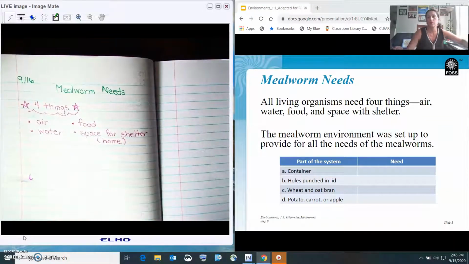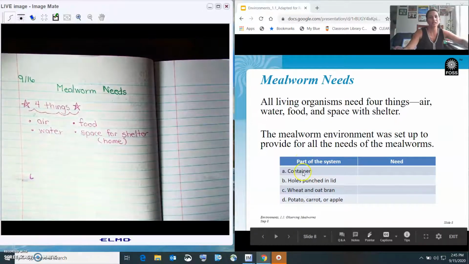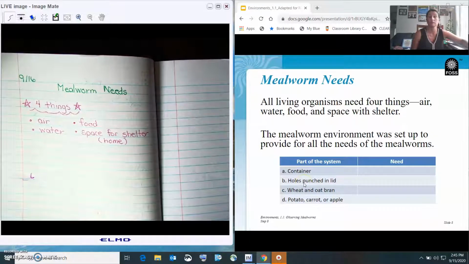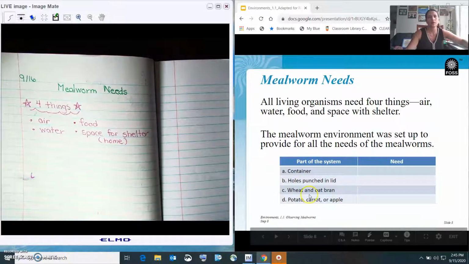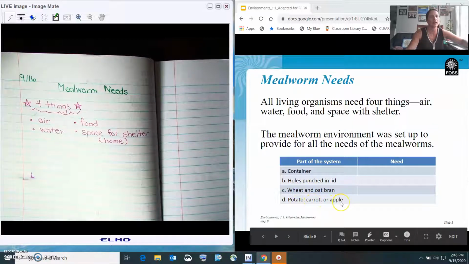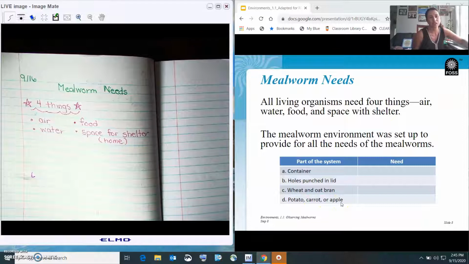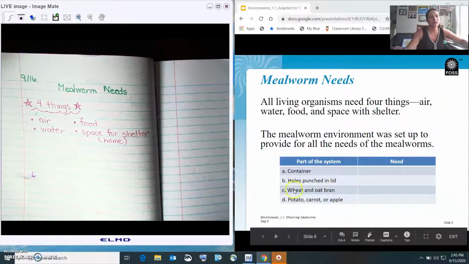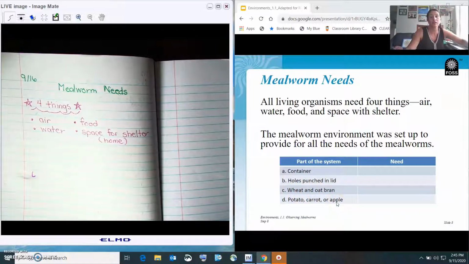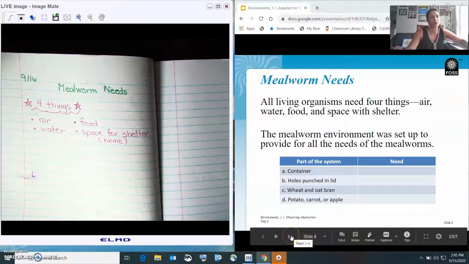For the mealworm, what you saw was a container. There have to be holes punched in the lid for air. For food, we got wheat and oat bran and potato, carrot, and apple. What is special about the mealworm is that it doesn't need to drink water. It gets its water from the food, not from the wheat and the oat bran, but from the potato, carrot, and apple. So the mealworm gets the water from its food. Not all organisms are that way.